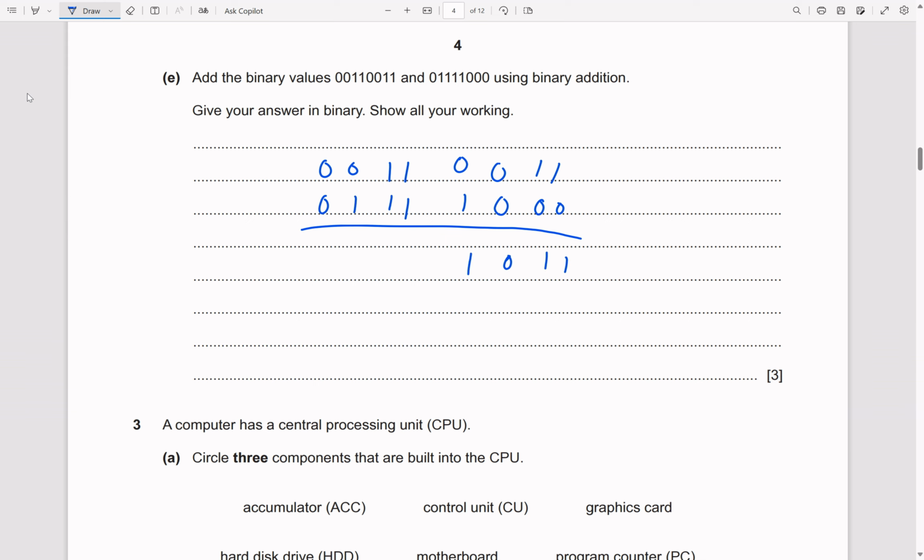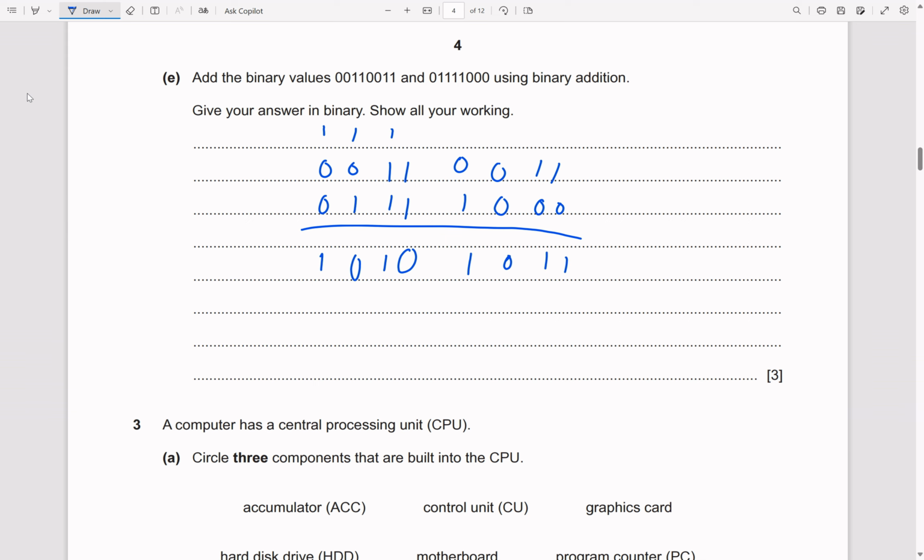Now it's a bit more difficult. So 1 plus 1, that's a sum of 0 but a carry of 1. Then 1 plus 1 plus 1, that's going to be a sum of 1 and also a carry of 1. Then we have 1 plus 0 plus 1, that's going to be a sum of 0 and then a carry of 1. And then 1, 0, 0, that's going to be 1. So I think that should be correct.